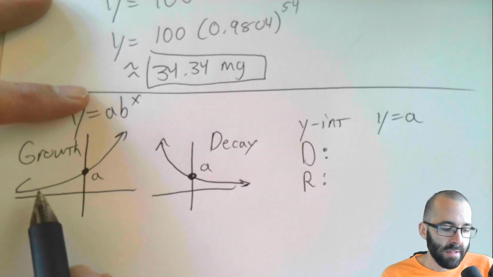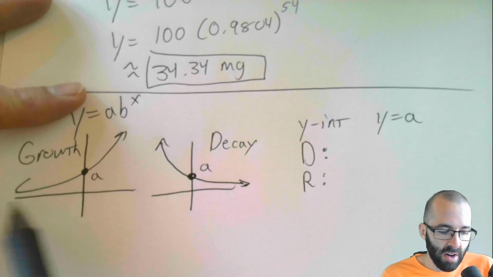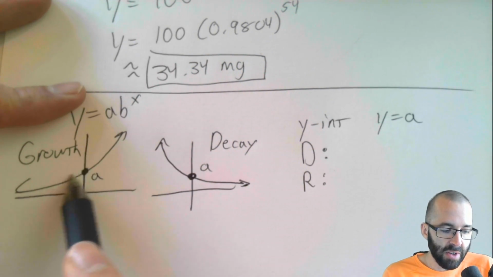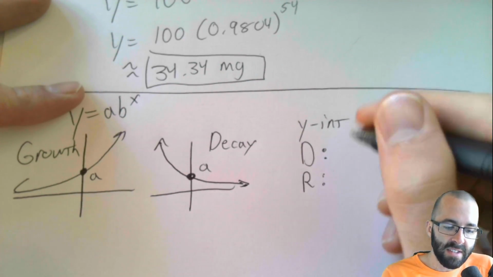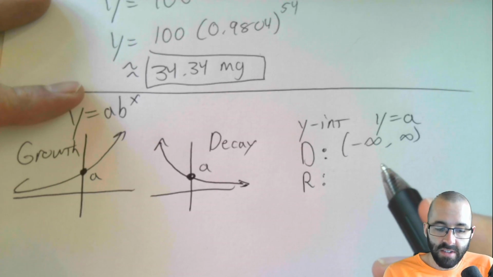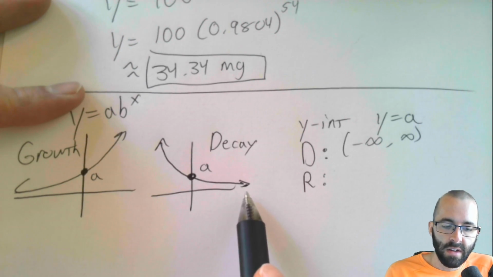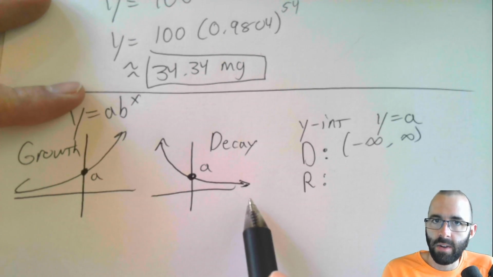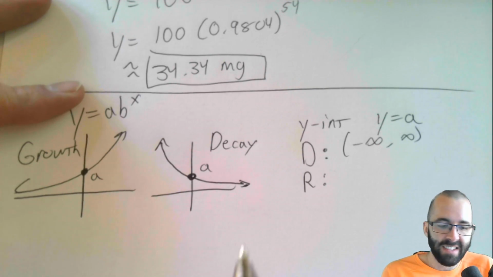So again, domain is all the x values. Well, we have all the x values, right? We can go as far to the left as we want. We can go as far to the right as we want. Our domain's negative infinity to positive infinity. The range isn't though, because no matter how far we decay, we never actually have 0. We get very, very close to 0, but we never actually hit it.